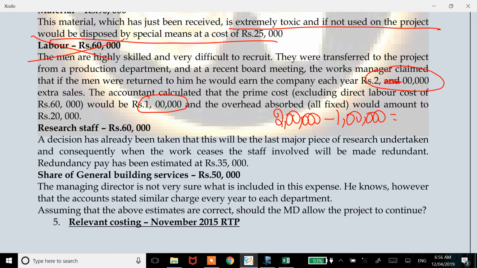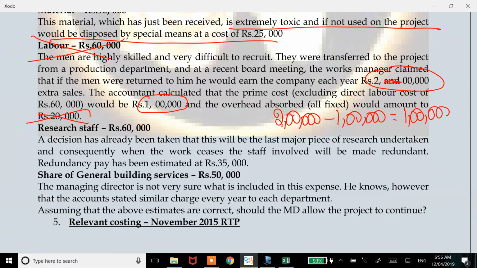So 2 lakh minus 1 lakh, I get this 1 lakh. Not bothering about the fixed overhead because this is an irrelevant cost. So these people are working in an audit. That audit is giving a relevant profit of 1 lakh. From an accounting point of view, it can be 2 lakh minus 1 lakh minus 60,000 minus 20,000. I'm not bothered about it. The relevant profit which these guys are making is 1 lakh, and that is the relevant cost of the labor.